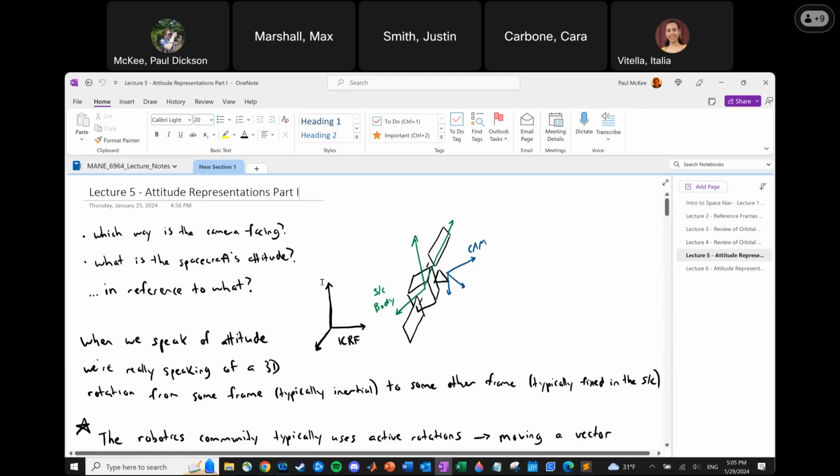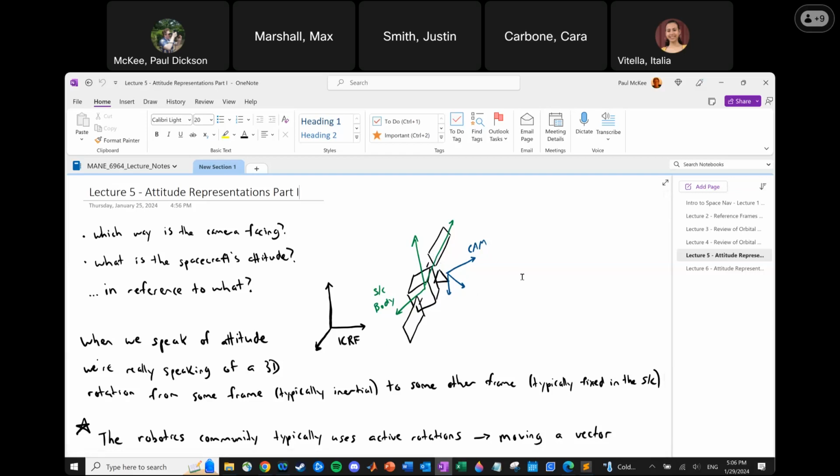And so if you know that there's some world frame, and we'll often use the International Celestial Reference Frame as our world frame, you might call that an inertial frame. And then you might have some spacecraft body frame shown here in green, or some camera frame shown here in blue. The relationship between some frame and some other frame is a rotation.